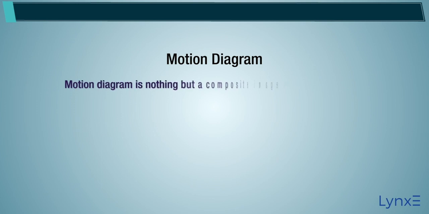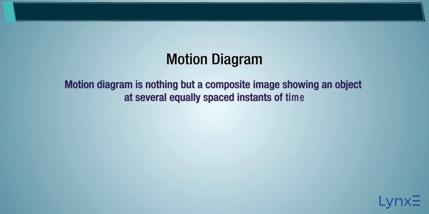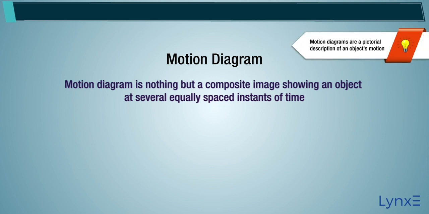Motion diagram is nothing but a composite image showing an object at several equally spaced instants of time. Note: motion diagrams are a pictorial description of an object's motion.